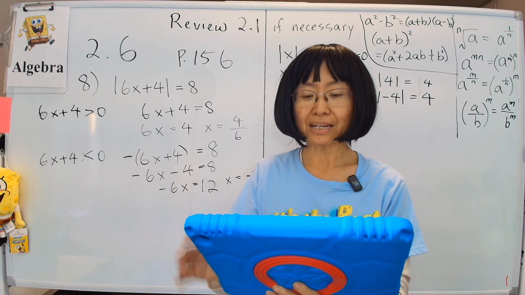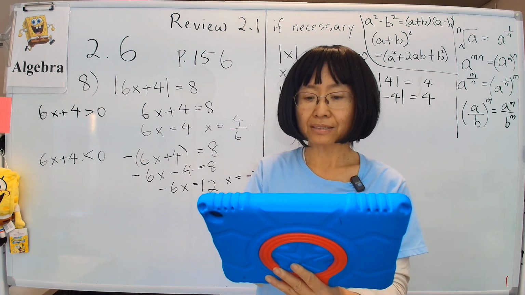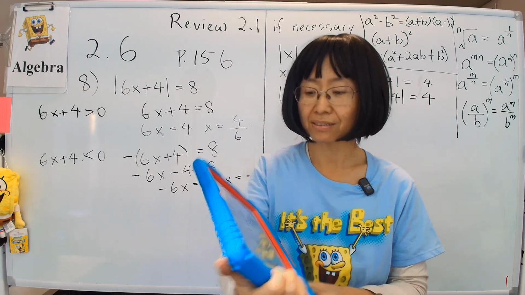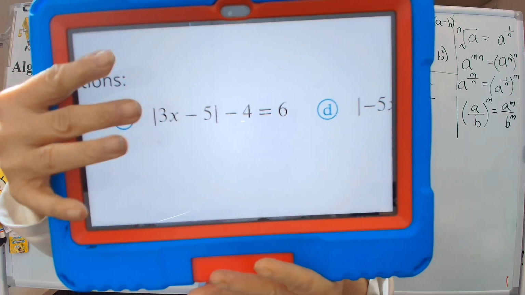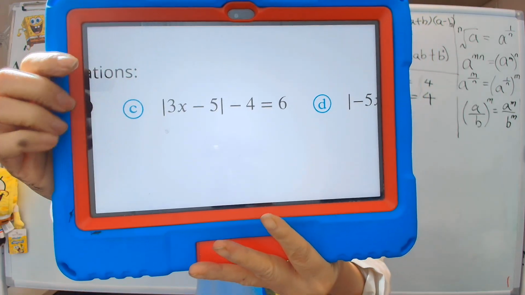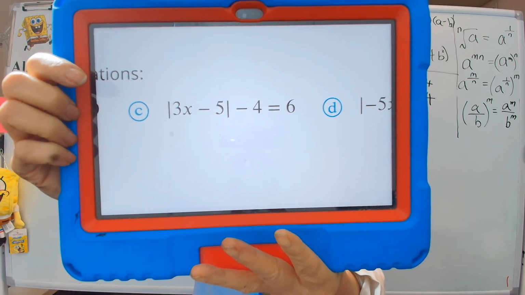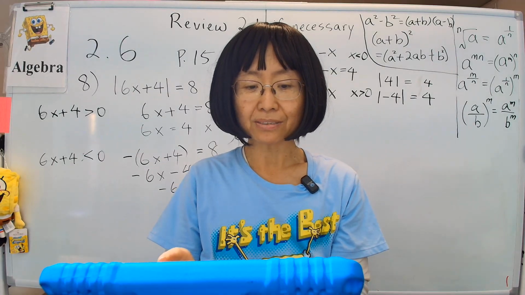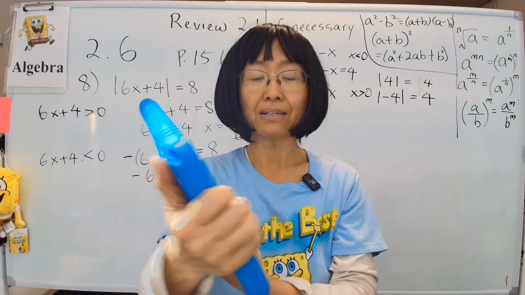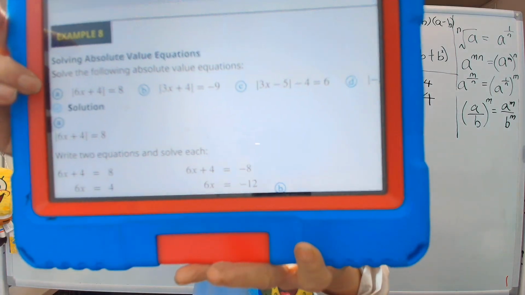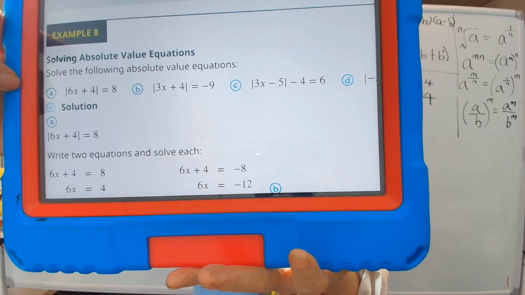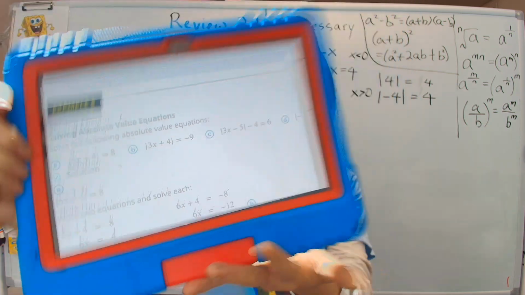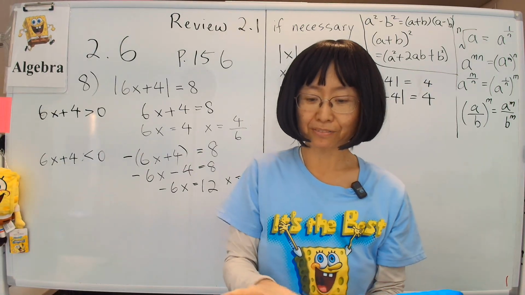Next, let's look at problem C, where you have the absolute value of 3x minus 5, then minus 4 equal to 6. What you do is just push the minus 4 to the other side, so it becomes 6 plus 4. At that point, it becomes the absolute value of 3x minus 5 equal to 10. Then it becomes identical in format to part A. You just have to throw the 4 over, and then you solve it just like part A. So please do that as part of your homework.